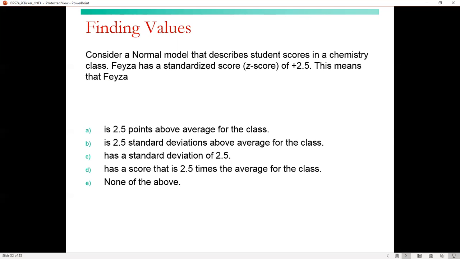Consider a normal model that describes student scores in a chemistry class. Fasa has a standardized score, z-score, of positive 2.5. This means that Fasa is 2.5 standard deviations above the average for the class. So choice B. The positive tells us that we're above the mean, and the 2.5 tells us how many standard deviations we are above the mean.